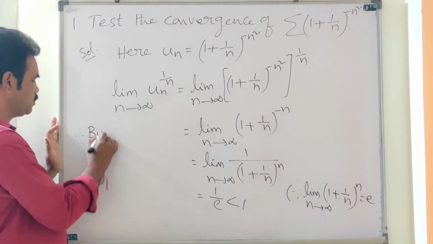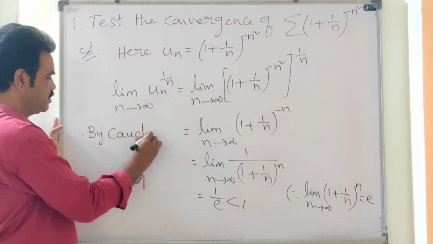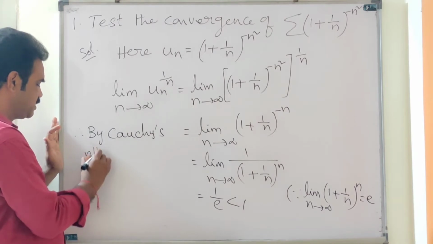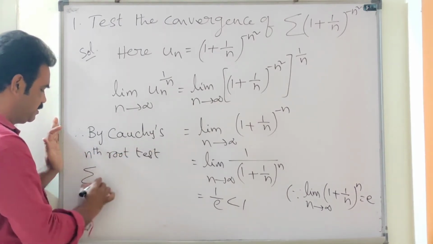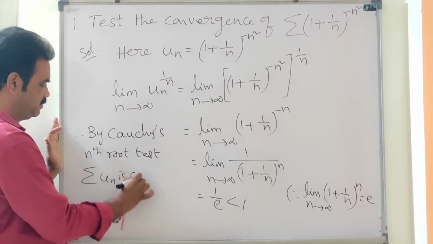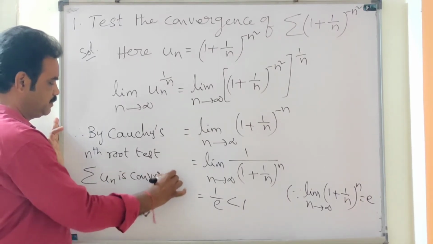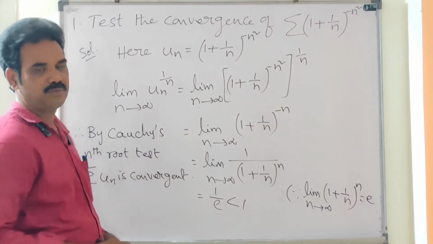Therefore, by Cauchy's nth root test, sigma un is convergent. That means the given series is convergent.